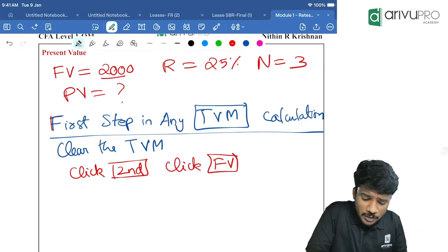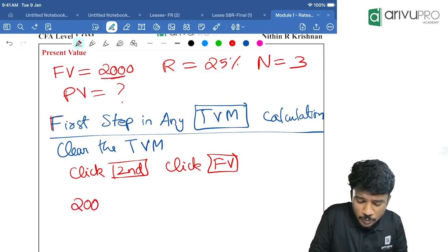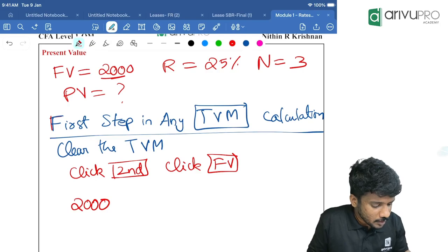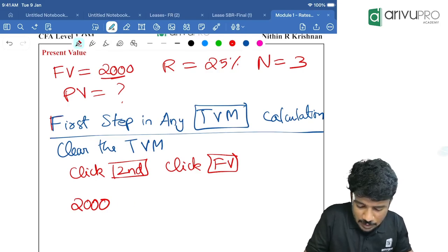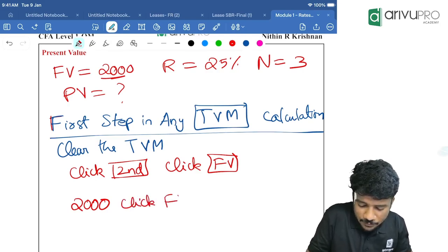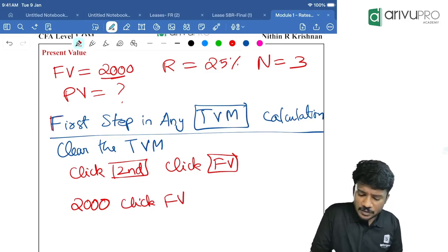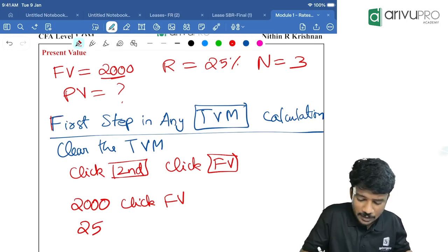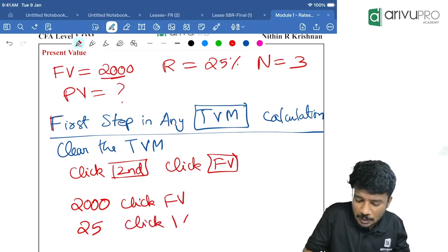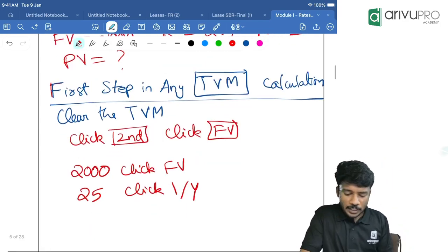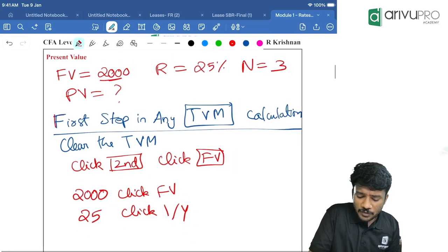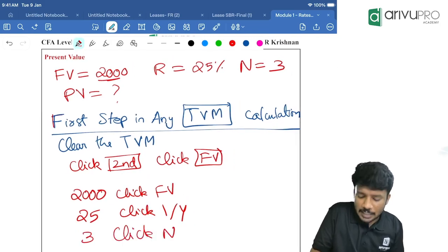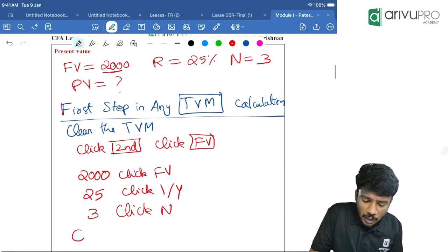Now future value is how much? 2000. Type 2000 on your calculator, then click FV. After that, rate percentage is 25. Type 25 on your calculator, then click I by Y. Then after that, number of years N is how much? 3. Then click N. Then finally, we need to compute what?